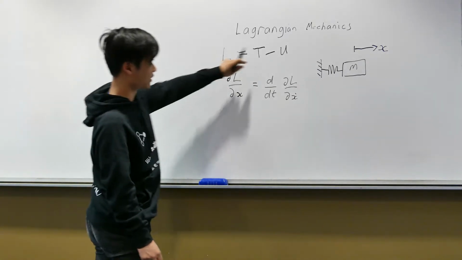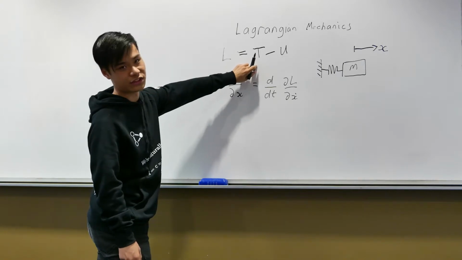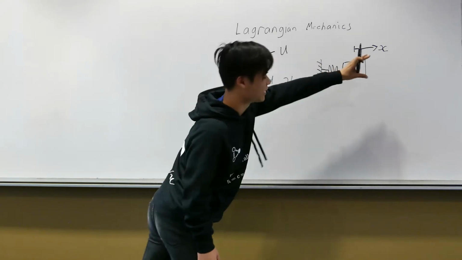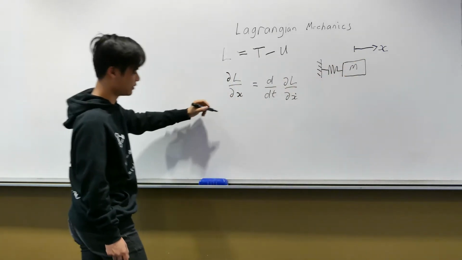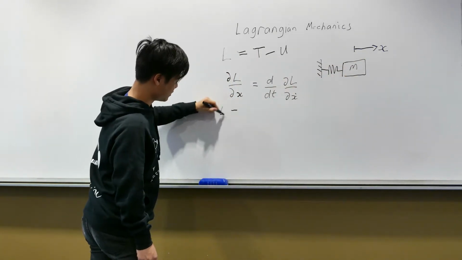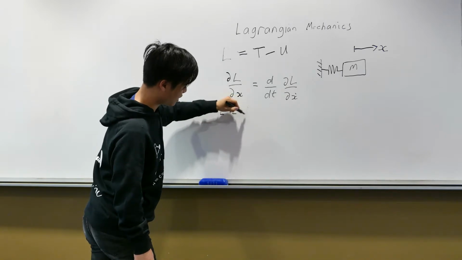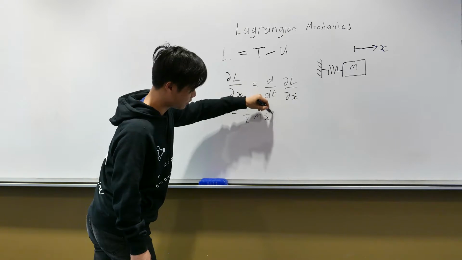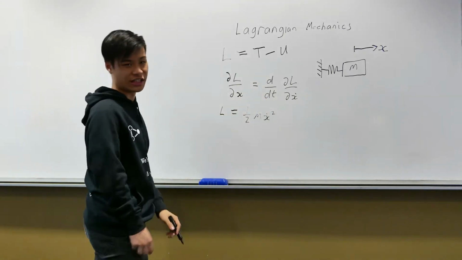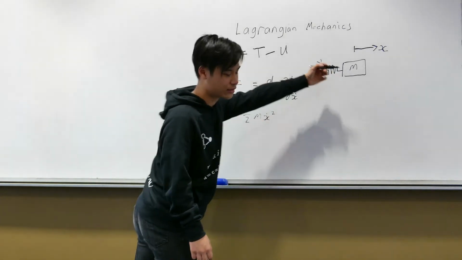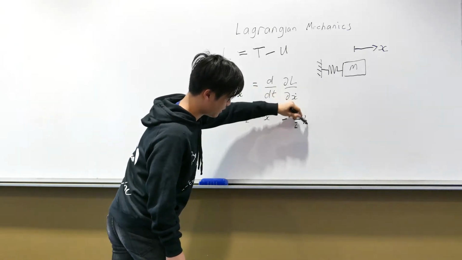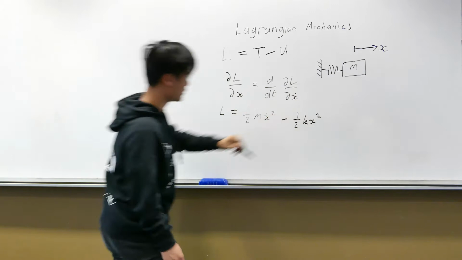For a spring, the kinetic energy will just be half mv squared. And because it only moves along the x direction, L is half m x dot squared. And the potential energy is purely stored in the spring, which is just minus half kx squared.